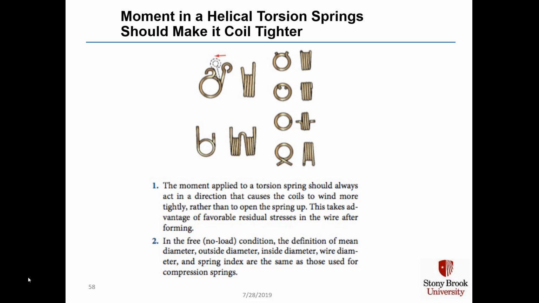The moment in a helical torsion spring should make the coils tighter. And this moment should act in a direction that causes the coils to wind more tightly, rather than to open the spring up. This takes advantage of the favorable residual stresses in the wire after forming. In the free or no load condition, the definitions of mean diameter, outside diameter, inside diameter, wire diameter, and spring index are the same as for compression springs, so no need to repeat that information.